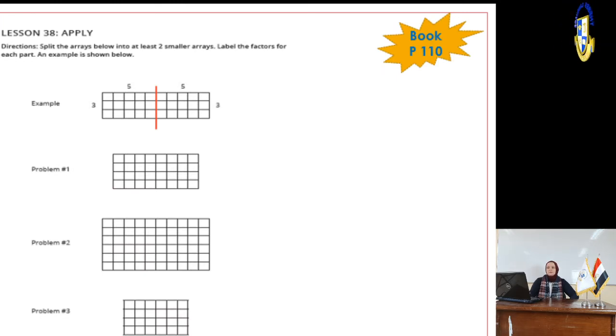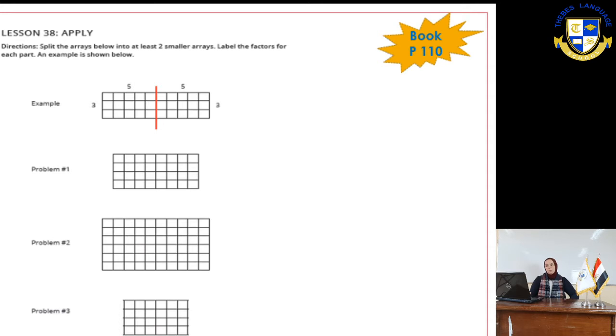Okay, split the arrays below into at least 2 smaller arrays. Label the factors of each part, and an example is shown below. Here is the first example. We have an array consists of 3 rows and 10 columns, okay? Now we want to break the columns. We choose the 10 columns to break, okay? The 10 can be 5 plus 5. So we broke the array into 2 parts. Each part consists of 5 columns, okay?